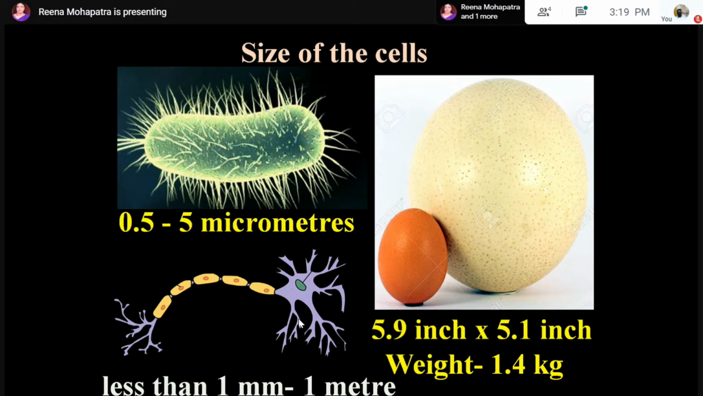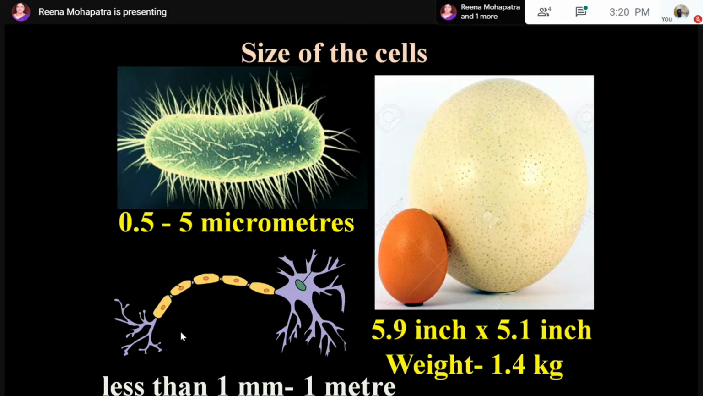See here, the brown one is the chicken egg. For comparison, that has been kept in comparison to the chicken egg. The ostrich egg is known as the largest cell. Regarding the longest cell, we can take neurons.